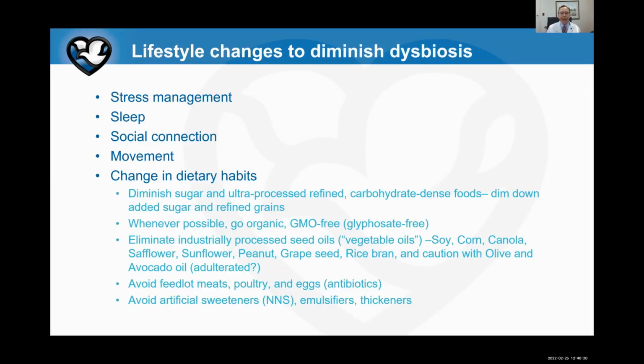Whenever possible, go organic. Avoid those glyphosate-based or the foods that have had glyphosate exposure. Eliminate industrialized processed seed oils. The misnomer, again, vegetable oils. These include soy, corn, canola, safflower, sunflower, peanut, grapeseed, rice bran, and even be cautious about extra virgin olive oil or avocado oil because many of these are adulterated. For example, they throw in canola oil. In general, avoid feedlot meats, poultry, and eggs that have antibiotics in the meat because they were given to the animal. And then avoid artificial sweeteners as much as you can. Dim that down. Emulsifiers, thickeners.